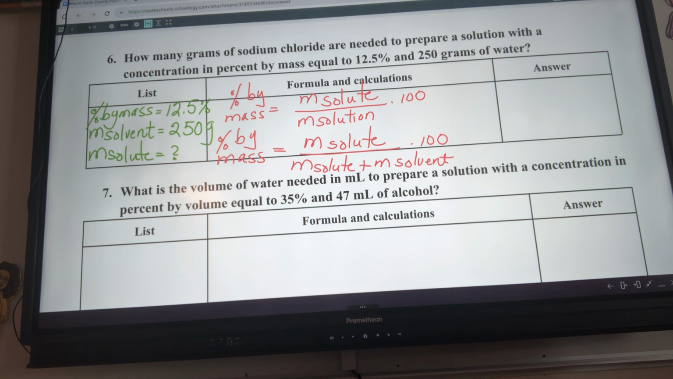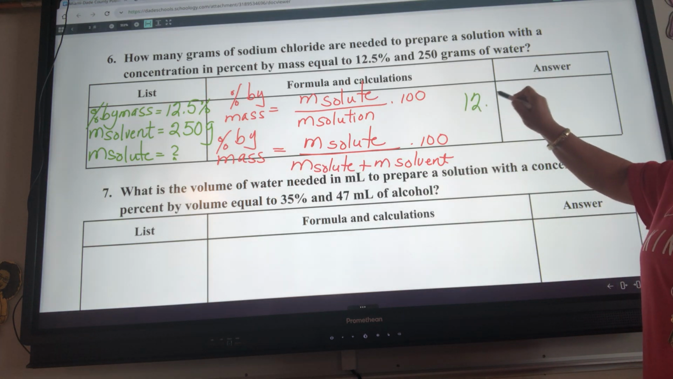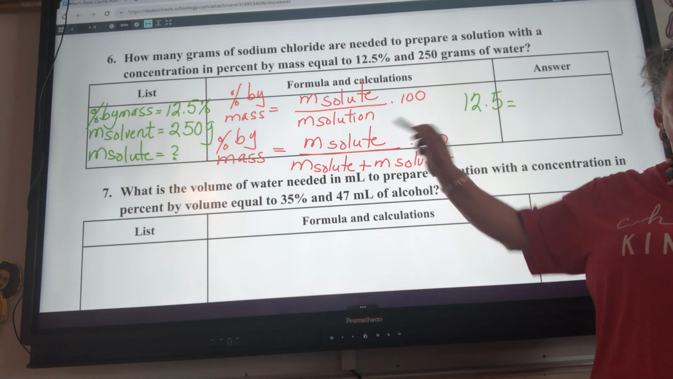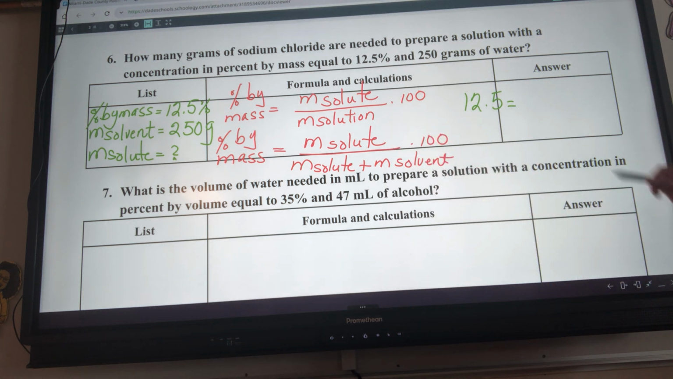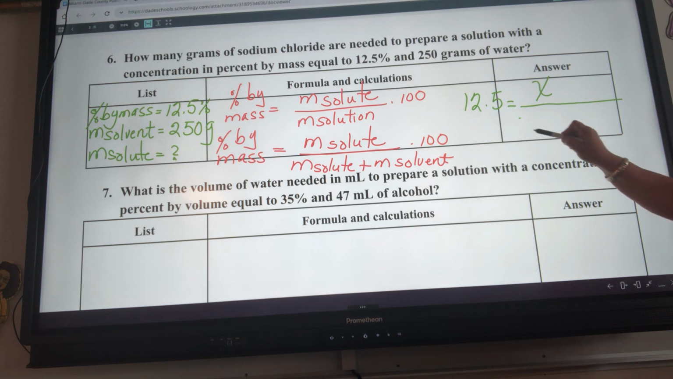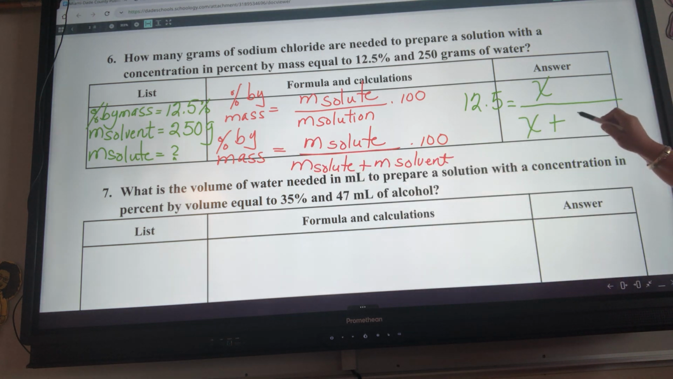Next step, I'm going to start evaluating my formula. Do I have the percent by mass? I have a 12.5. Do I have the mass of the solute? That's what I need to find, over X. I don't have that. Do I have the mass of the solvent? Yes, 250 grams, and I'm going to multiply all of that by 100.